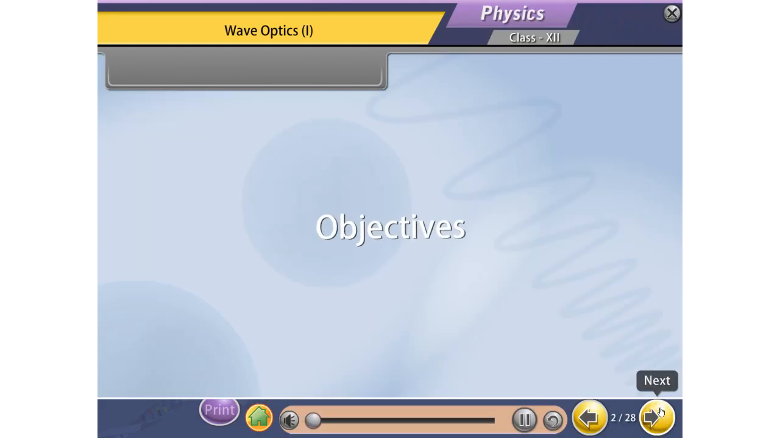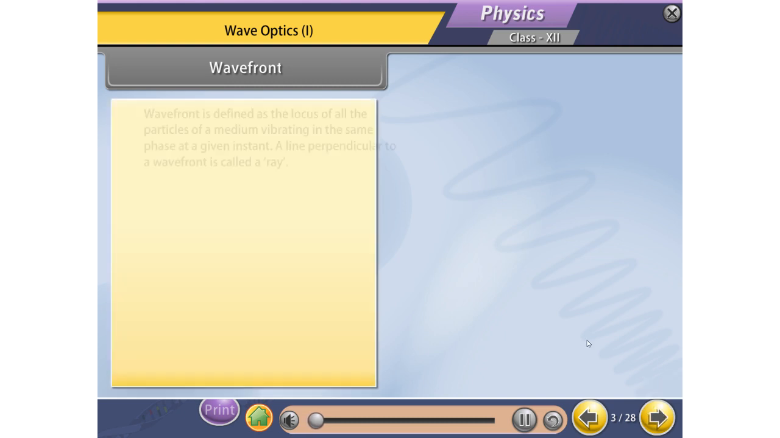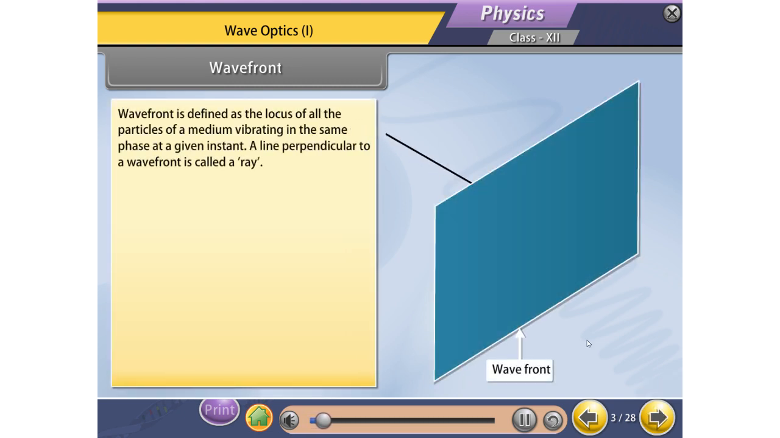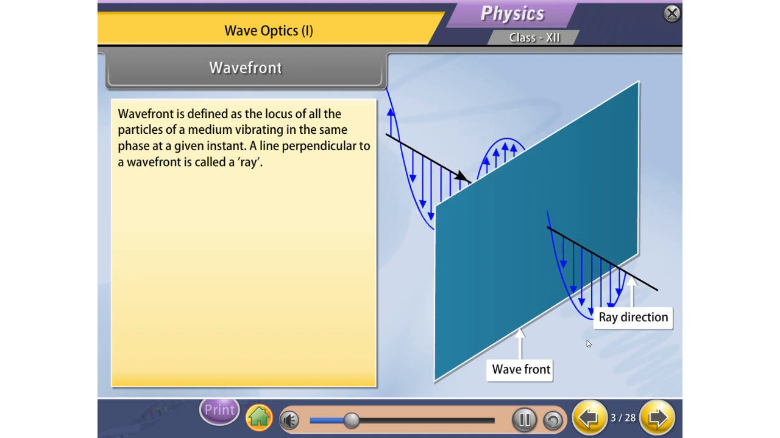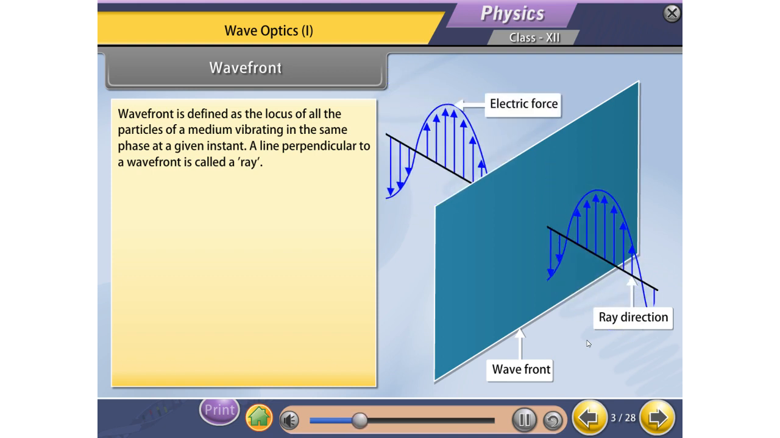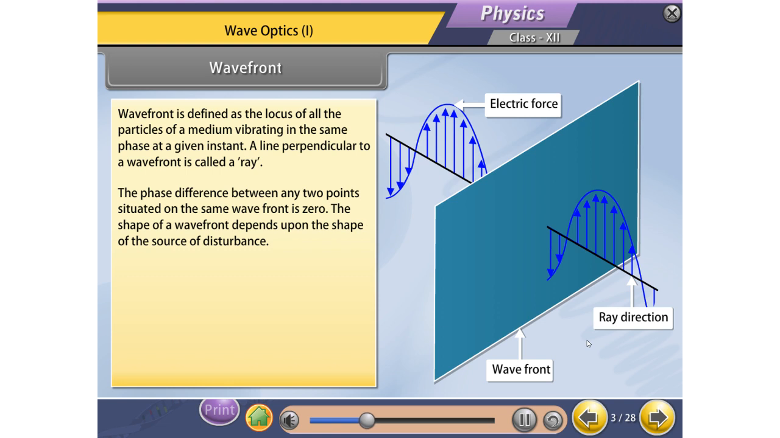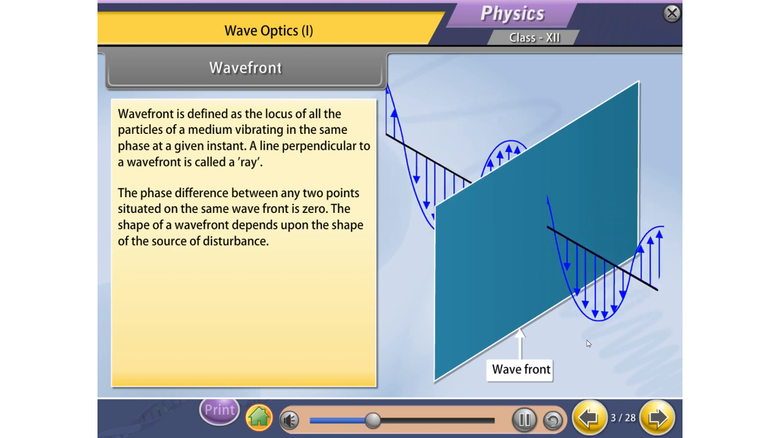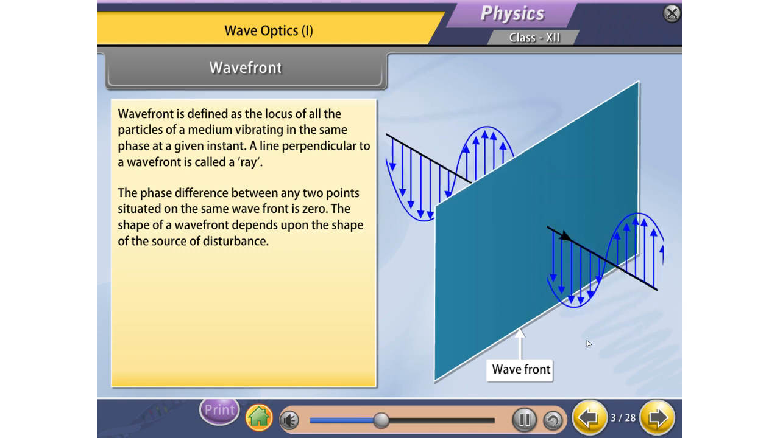Introduction. Objectives. Wavefront. Wavefront is defined as the locus of all the particles of a medium vibrating in the same phase at a given instant. A line perpendicular to a wavefront is called a ray. The phase difference between any 2 points situated on the same wavefront is zero.